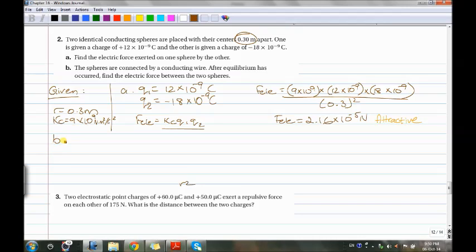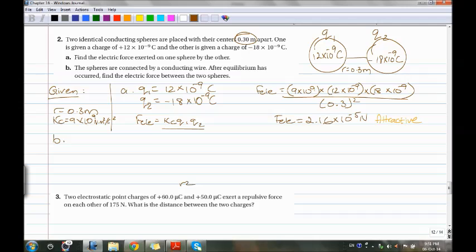So B, they said the spheres are connected by a conducting wire. After equilibrium has occurred, find the electric force between the two spheres. First of all, we have two spheres, so let's draw them. This one is 12 times 10 to the power of negative 9 coulomb, and here negative 18 times 10 to the power of negative 9 coulomb. We said that it would be attractive. This is Q1 and this is Q2, and the distance between them, the R, is 0.3 meters.